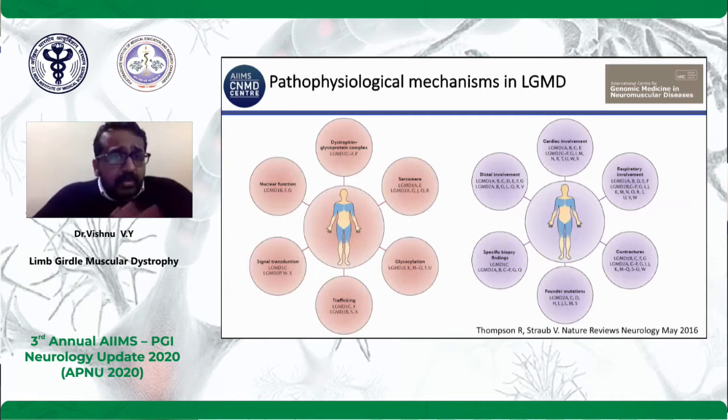So I'm not going into the details of the pathophysiology, but this is a rough overview. We can affect the dystrophin glycoprotein complex, nuclear function, sarcomere, glycosylation, trafficking, and signal transduction.